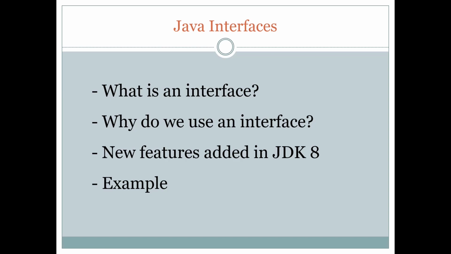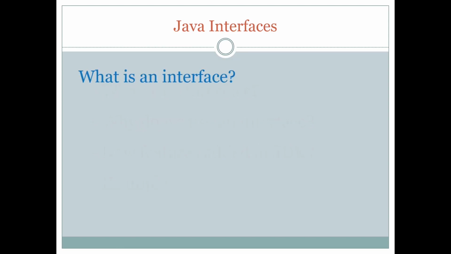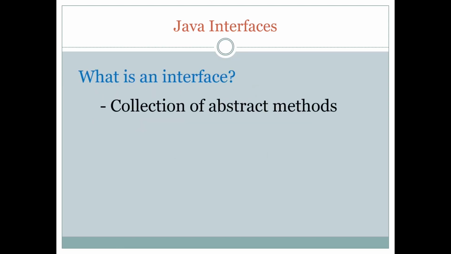So, without further ado, let's get started. We're going to start by talking about what an interface is. Now, an interface is a collection of abstract methods. That's it. We know from object-oriented programming that if we create abstract methods in a parent, all the children have access to those methods, but they have to override them and actually write the code.